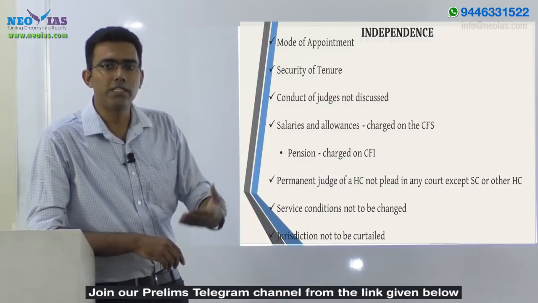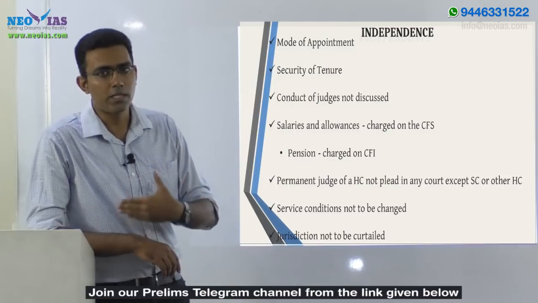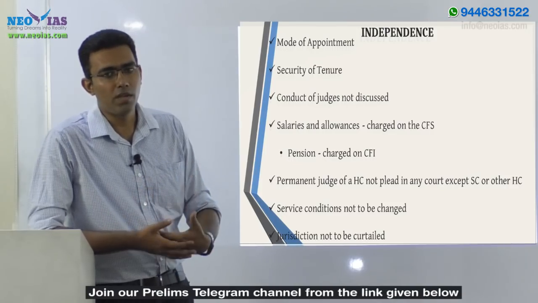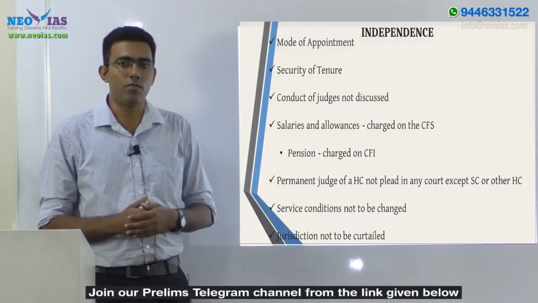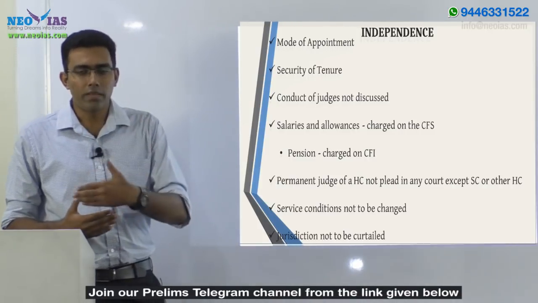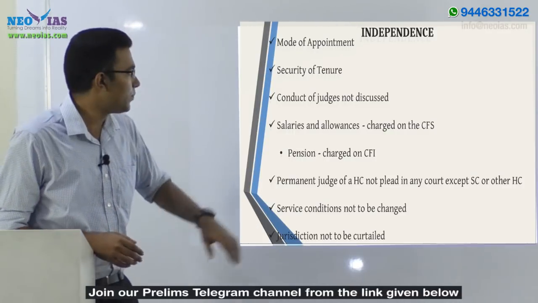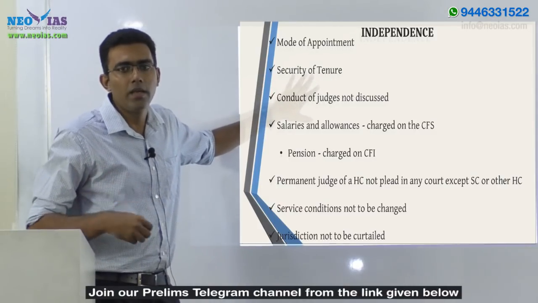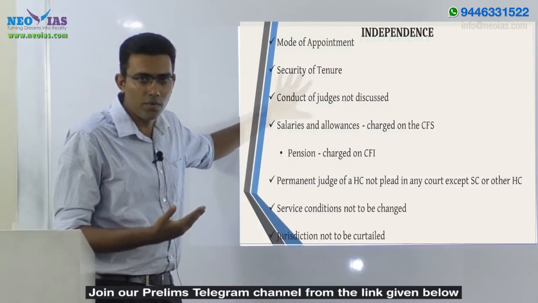Now how the removal has to be done is also the same, that is a resolution to that effect has to be passed by both houses of the parliament with a special majority. A special majority means a majority of the total membership of the house, along with a majority of not less than 2/3 members present and voting. This is how the removal of judges both at High Court as well as at the Supreme Court level is conducted. Which means they have a security of tenure and the executive or the legislature cannot interfere and cut them down. So this again is a security of tenure.